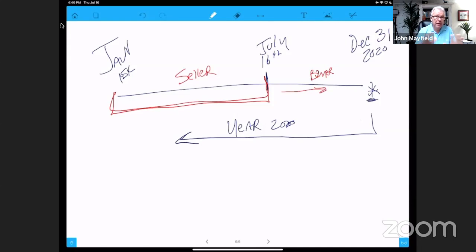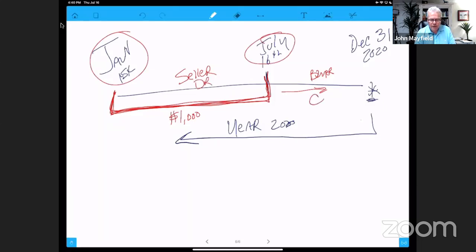I'm just going to throw some numbers out here, okay? We're going to charge the seller $1,000. That's the amount of taxes that were prorated and owed between January 1st and July 16th. So that's going to be a debit to the seller, and we're going to credit the buyer for $1,000. Then on December 31st, let's just say the total tax bill is $2,020.